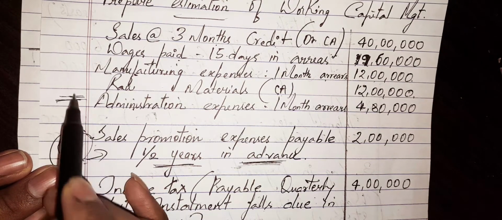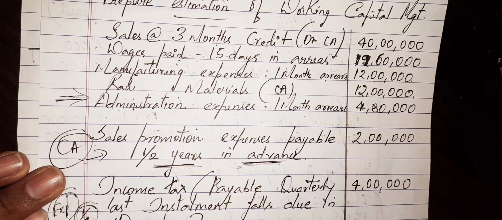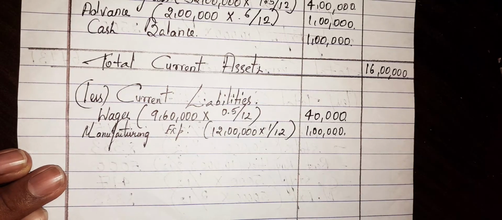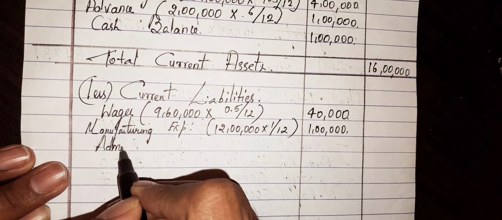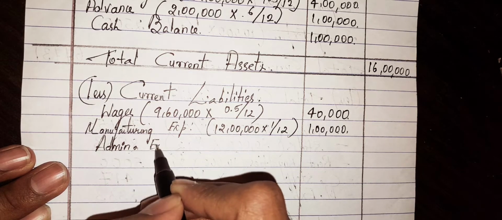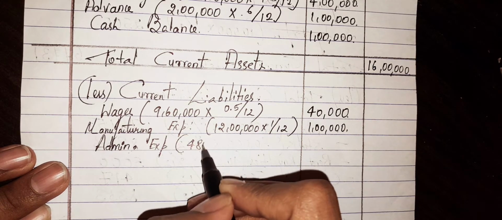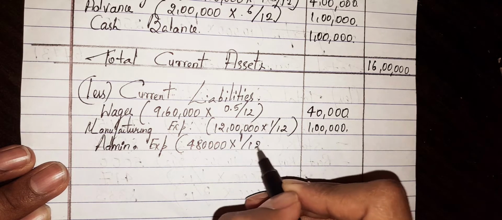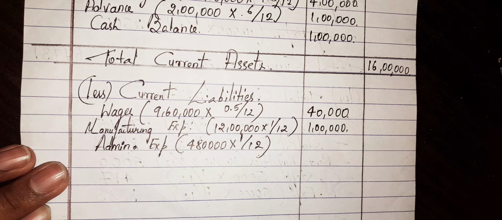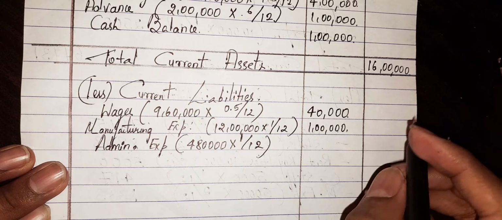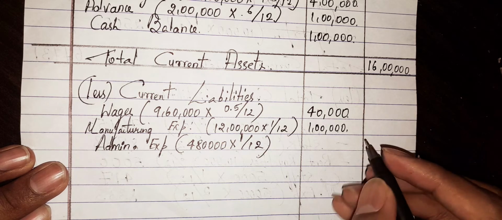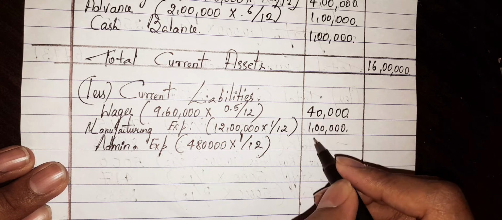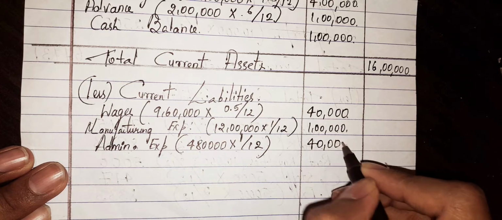Administration expenses. So administration expenses 1 month arrears, value is 4,80,000. Administration expenses value is 4,80,000 into 1 month arrears. Total there are 12 months. So 4,80,000 into 1 divided by 12, if you do, you will get the answer of 40,000.